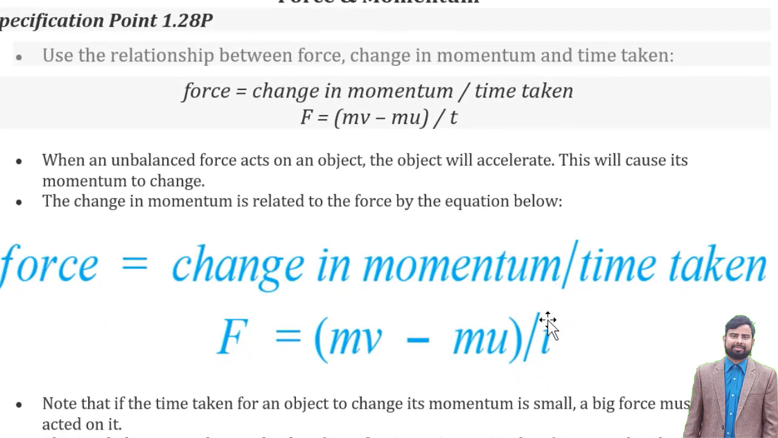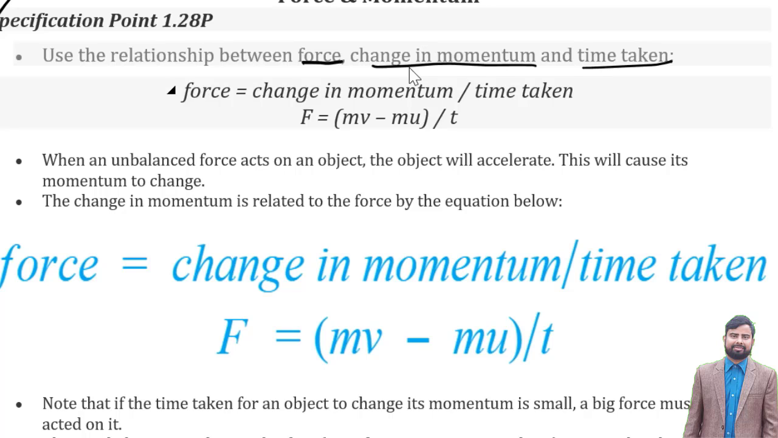Next, the relation between force and momentum. Specification point 1.28p: use the relation between force, change in momentum, and time taken. So we know force is equal to change in momentum divided by time taken. So F equals mv minus mu over t. mv is the final momentum and mu is the initial momentum. So mv minus mu is the change in momentum and t is the time taken.